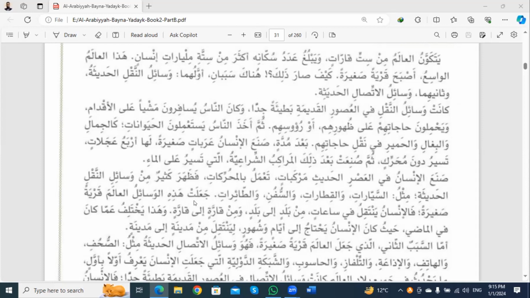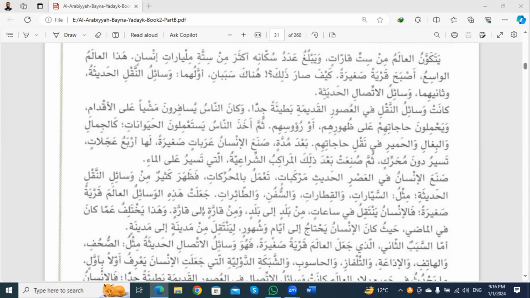A person moves in hours from country to country, and from village to village.